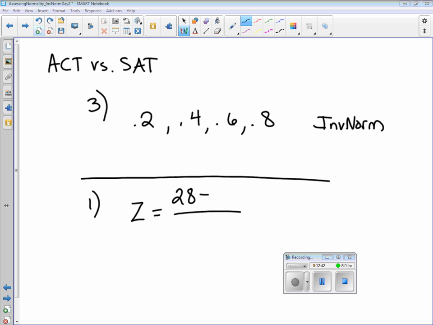I can't see worth a darn, y'all. I need new glasses. I can't even see it. Oh, 20.9, thank you.